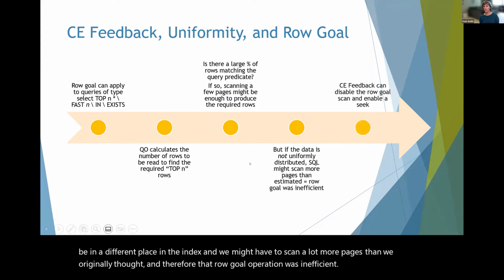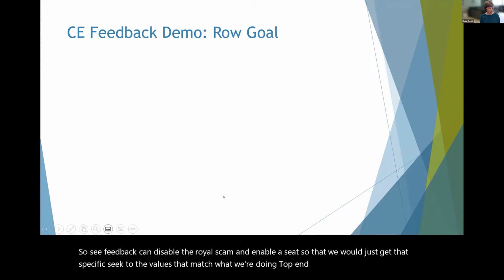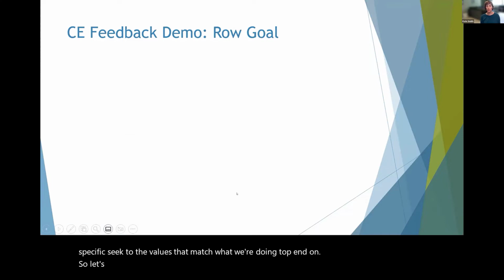So CE feedback can disable the row goal scan and enable a seek, so that we would get that specific seek to the values that match what we're doing top N on. So let's move to a demo, unless there are questions.